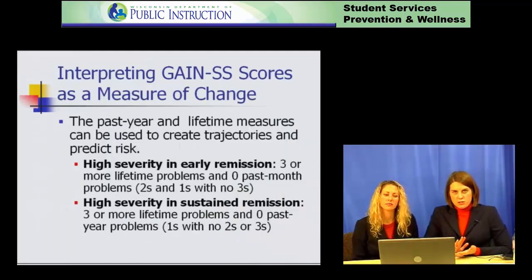By using the screener as a measure of change, you also can kind of predict some trajectories. So, for example, someone who has 3 or more lifetime problems, but no past month problems, so if we're looking at the numbers, it's 2s and 1s, but no 3s, that would be someone who in the past had a high severity problem that's now in early remission. Someone who has 3 or more lifetime problems, but no past year problems, so only 1s, but no 2s or 3s, is someone who at one point did have a high severity issue and is now in a more sustained remission.